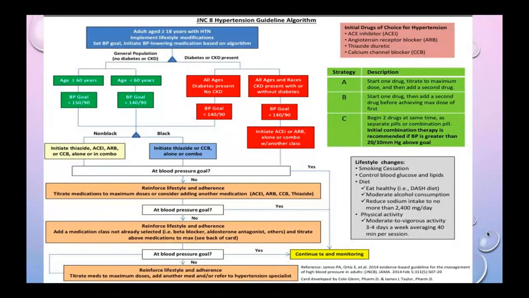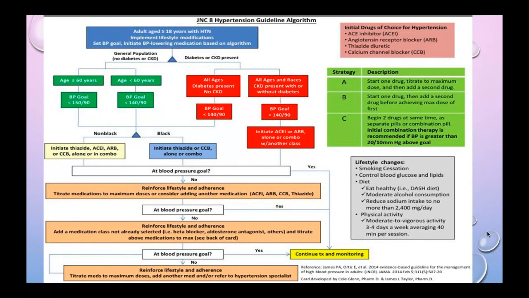You can start with 1 drug, titrate to the maximum dose, and then add a 2nd drug. This is more commonly used at this point in time. Or other people may start with 1 drug, then add a 2nd drug before achieving the maximum dose of the first. And the 3rd option, which is what you'll see being utilized in the HEARTS algorithm, is to begin with 2 drugs at the same time as separate pills or in fixed combination pills. Initial combination therapy is recommended if blood pressure is greater than 20 over 10 millimeters of mercury above your goal. So again, you'll have your targets in mind for your patient.